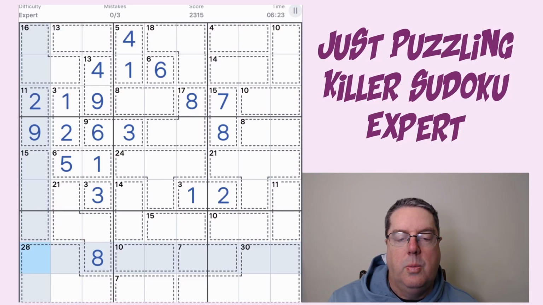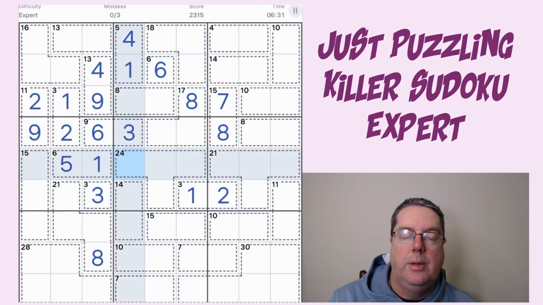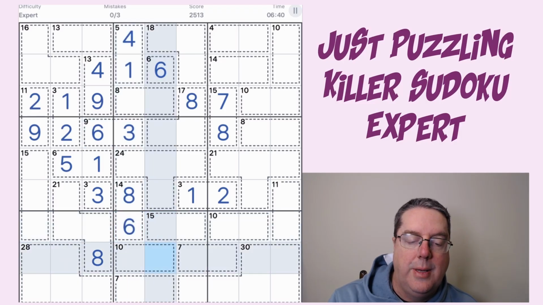Don't really know what's going on here. I do know that I can figure out that spot. So this is 9, plus 1's 10, plus 24 is 34, plus 3 is 37, so that will be an 8 to get to the 45, which means that's a 6. So now 8 is down this column.